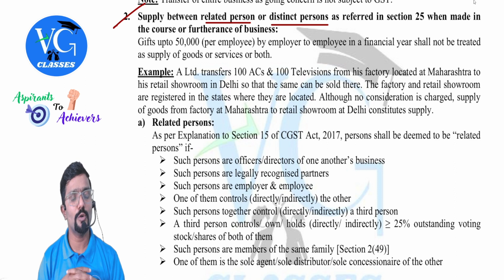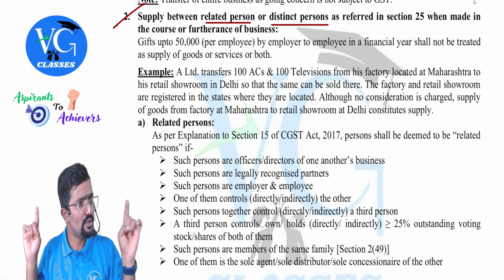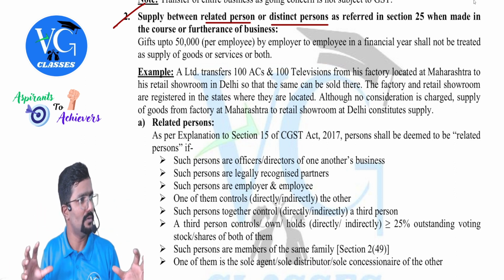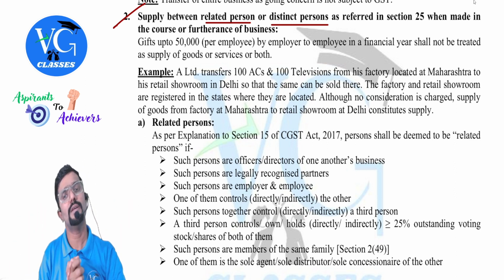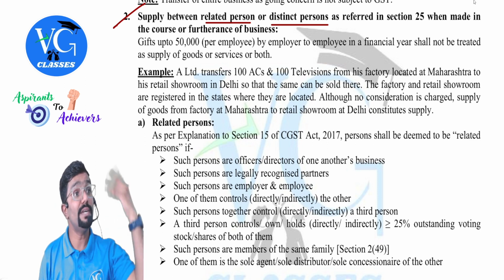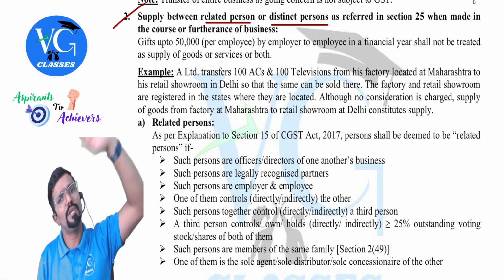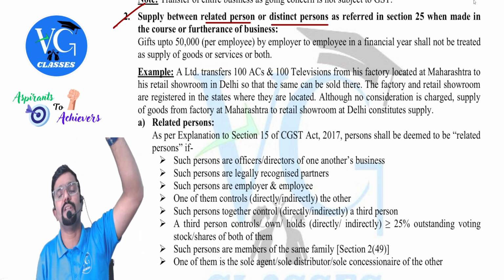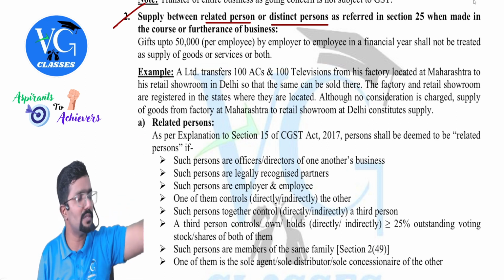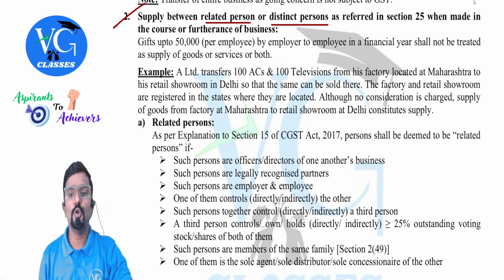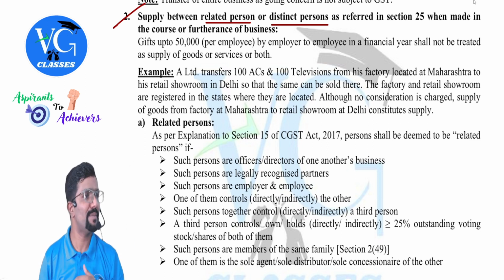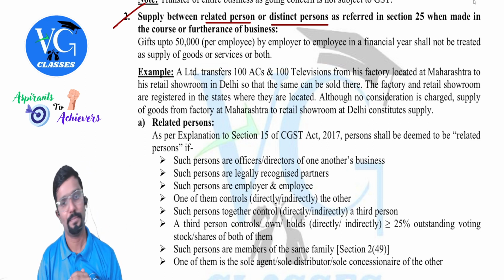The factory and retail showroom are registered in the states where they are located. Even if this sentence is not given, you should understand that when two states are involved, registration would have been taken separately, guys. And even for union territories, separate registration has to be taken. Here I am talking not only about states, but even union territories. Sir, I am having operations in Andaman. Should I take separate registration? Yes. Although no consideration is charged, supply of goods from the factory in Maharashtra to a retail showroom at Delhi constitutes supply, guys. Is it a supply? Yes, it is a supply.